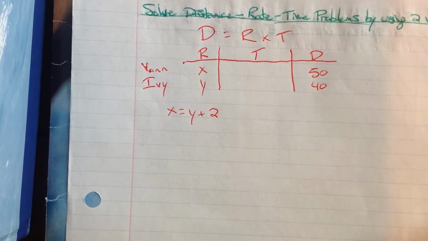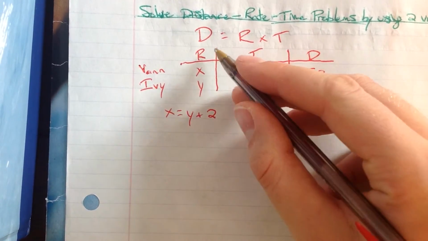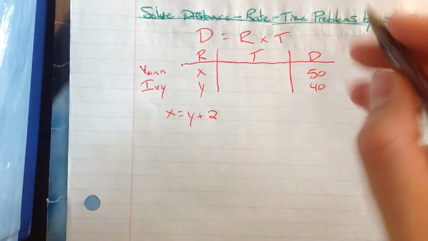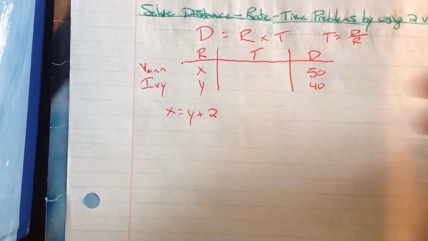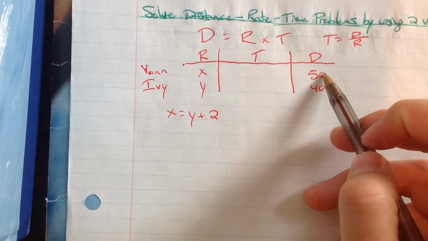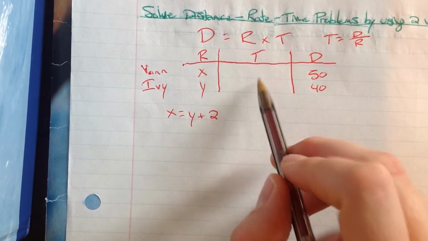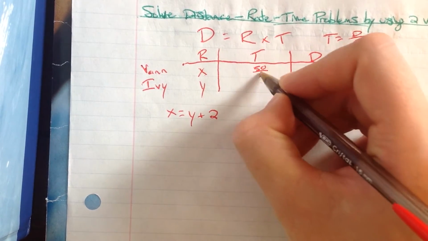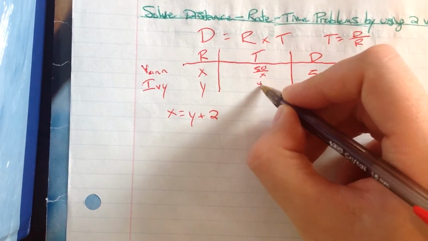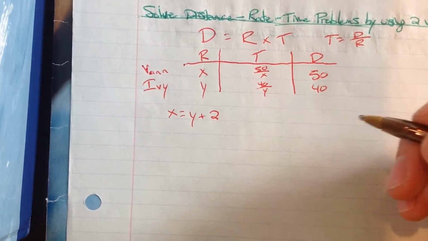time. So the way to find time is, if we manipulate this equation for time, we get time is equal to distance divided by the rate. So if I take my distance column and divide it by the rate column, I'll get this column. So 50 divided by x gives you Van, and 40 divided by y gives you Ivy.